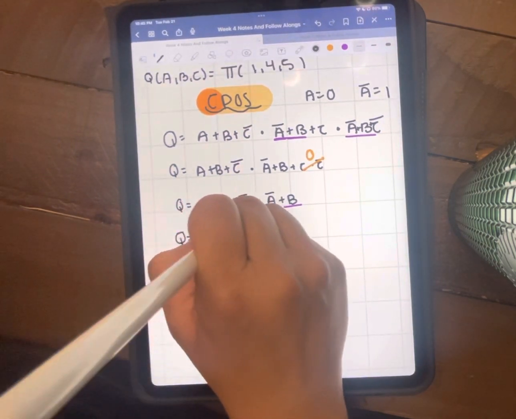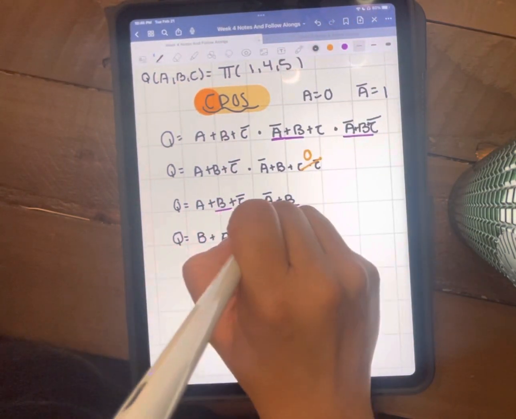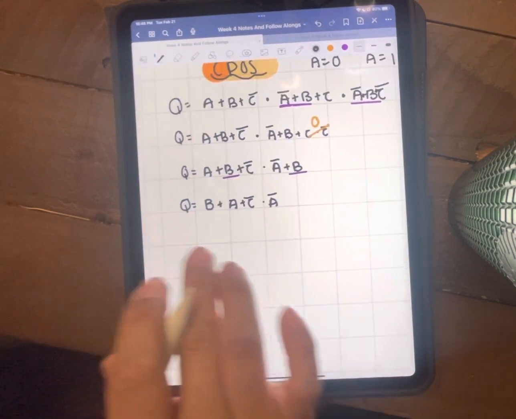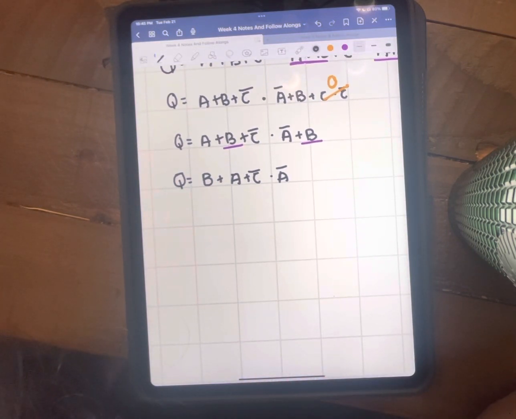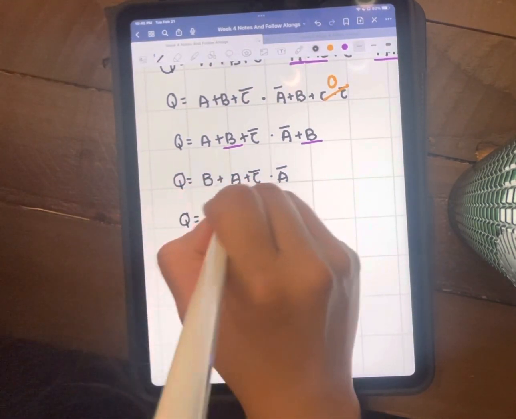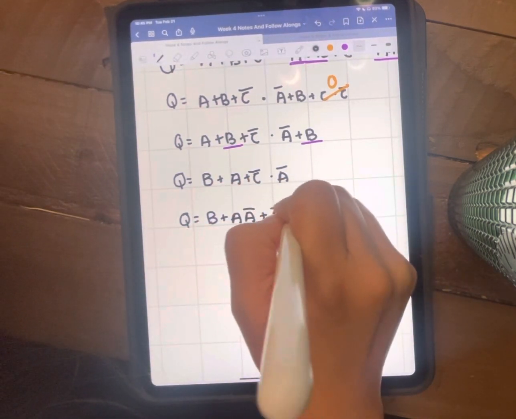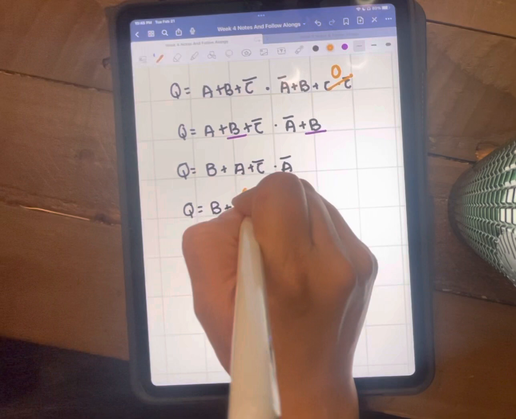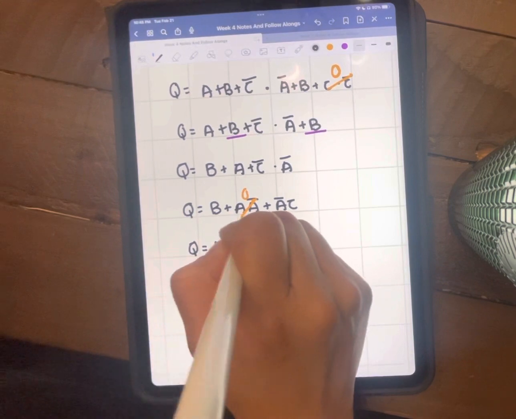And this is going to be ANDed with A and C prime multiplied by A prime. And since these are multiplied, I'm going to distribute. And just like this row before, this is going to cancel out and equal 0. So Q equals B ORed with A prime C.